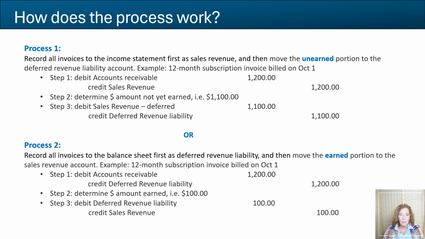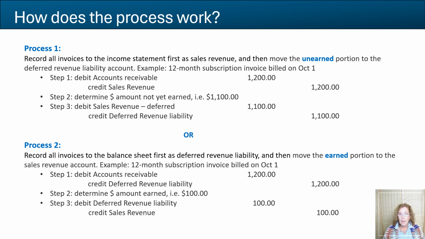account for $1,200. Then we determine at month end how much of this invoice has been earned. $1,200 divided by 12 equals $100 per month. And it means that the company earned $100 for the month of October and $1,100 is deferred. That means that we debit the deferred revenue liability account and credit the sales revenue account for $100.